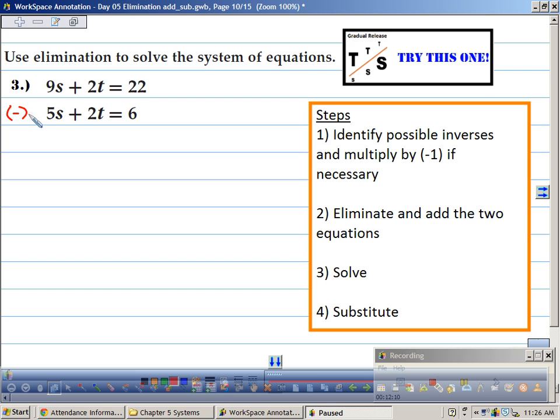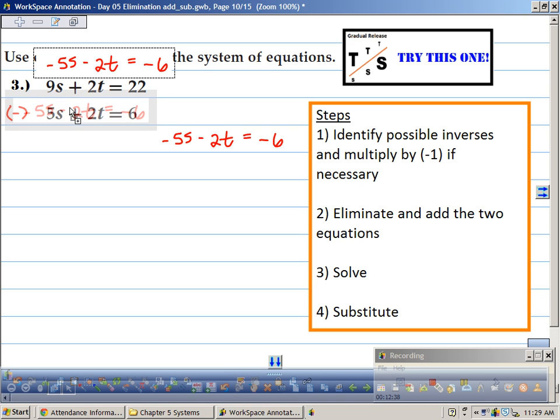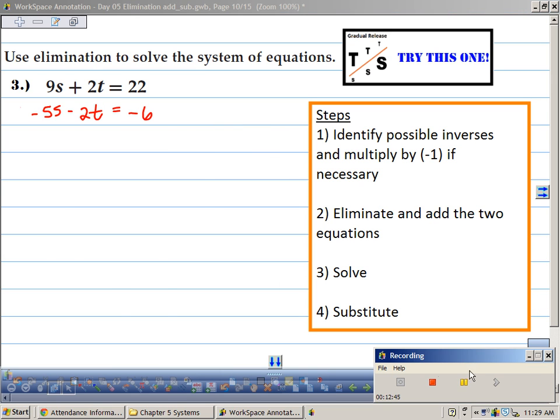Let's multiply everything in this bottom equation by a negative, or the opposite. So what's the opposite of 5s? And what's the opposite of 2t? And what's the opposite of 6? Negative 6. So I'm just going to take a picture of that and replace it. Done. Now solve. Okay.